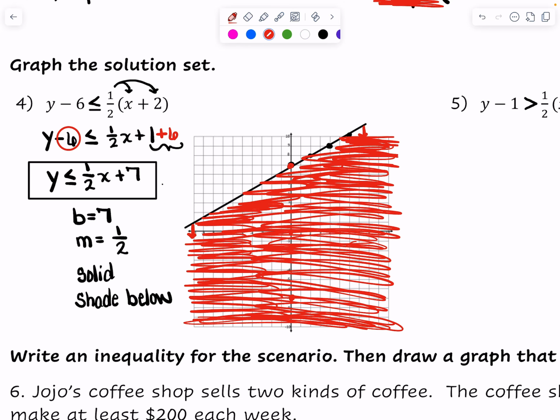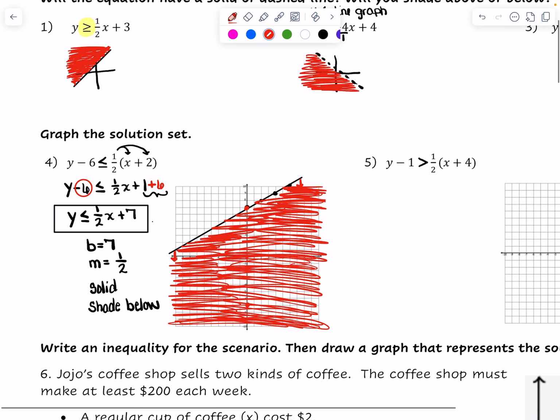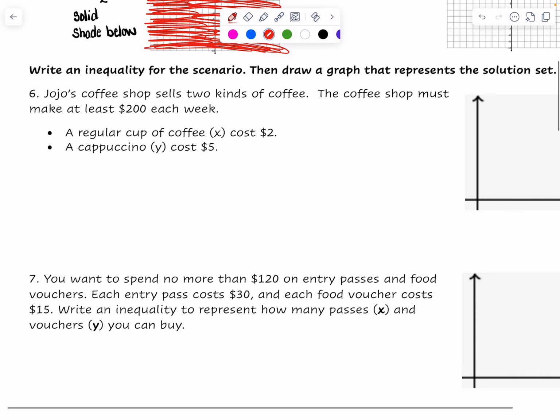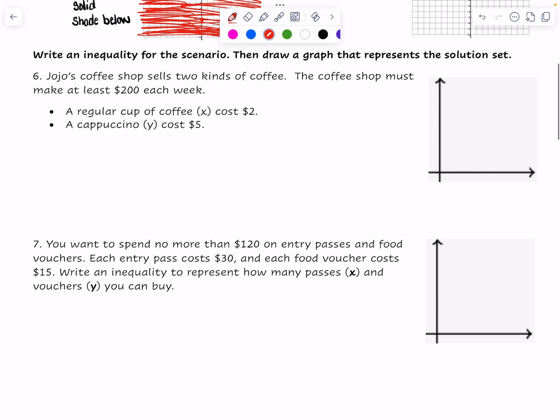Okay. All right, so number 5, I'm going to leave that one for you to practice. Let's go on down here to number 6. So on number 6, JoJo's Coffee Shop sells 2 kinds of coffee. The coffee shop must make at least $200 a week. A regular cup of coffee costs $2. A cappuccino costs $5. So if we know that it's $2 per regular cup plus $5 per cappuccino, and she has to make at least $200.